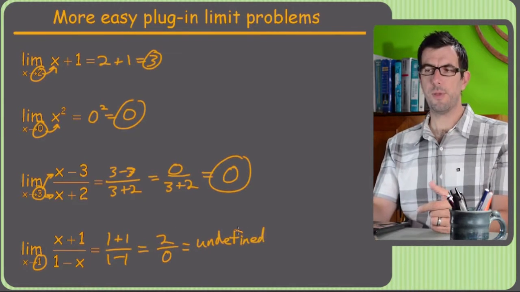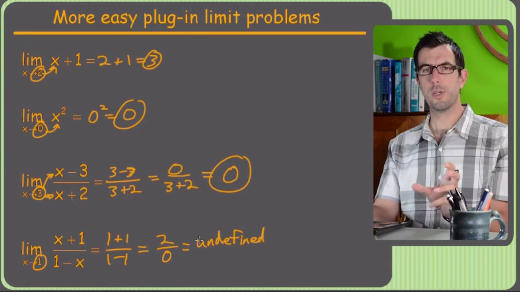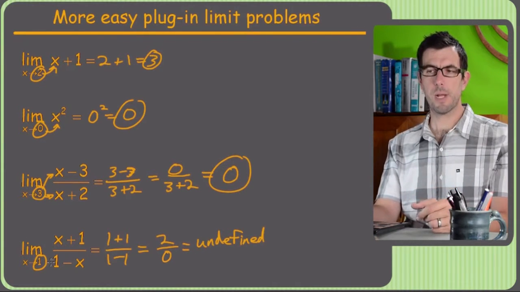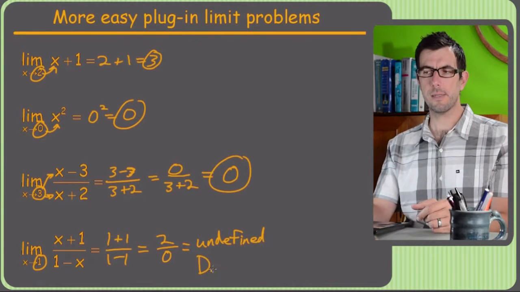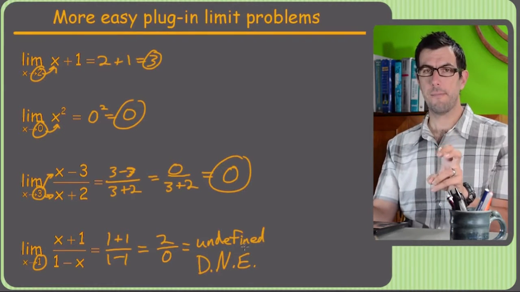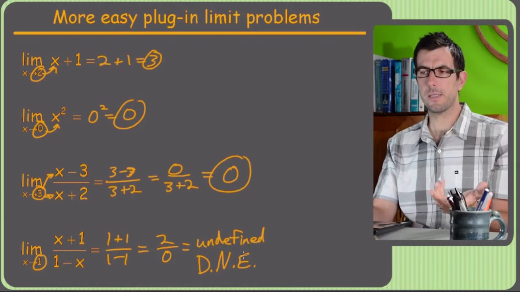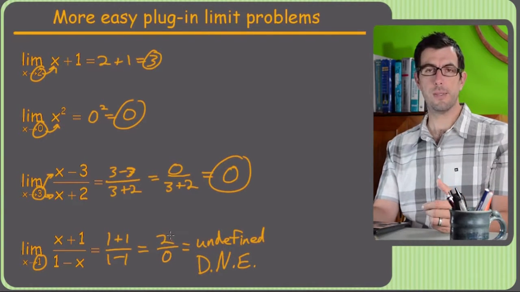It turns out that we're going to use a special word to describe this answer because it's a limit problem. So we're going to say the limit does not exist. So DNE stands for does not exist. You're saying, hey, the limit doesn't exist because you can't divide 2 by 0.